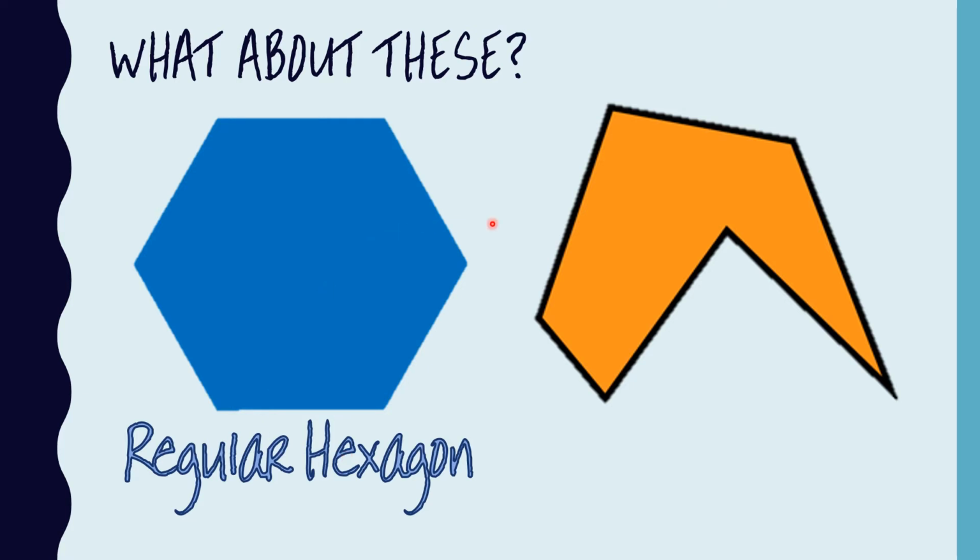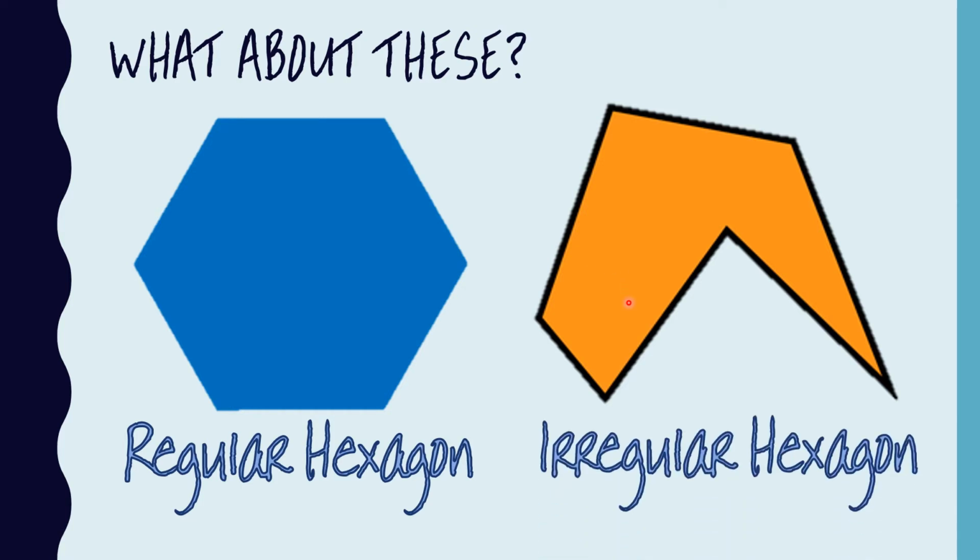In comparison to this shape, this is still a hexagon because it's still got 1, 2, 3, 4, 5, 6 sides. However, because the length of this side is different to that, and that side is different to the length of that one, and this side is different to the length of that one, we call it an irregular hexagon. Irregular because the sides and the angles are not the same. But it is a hexagon because it's got 6 sides.